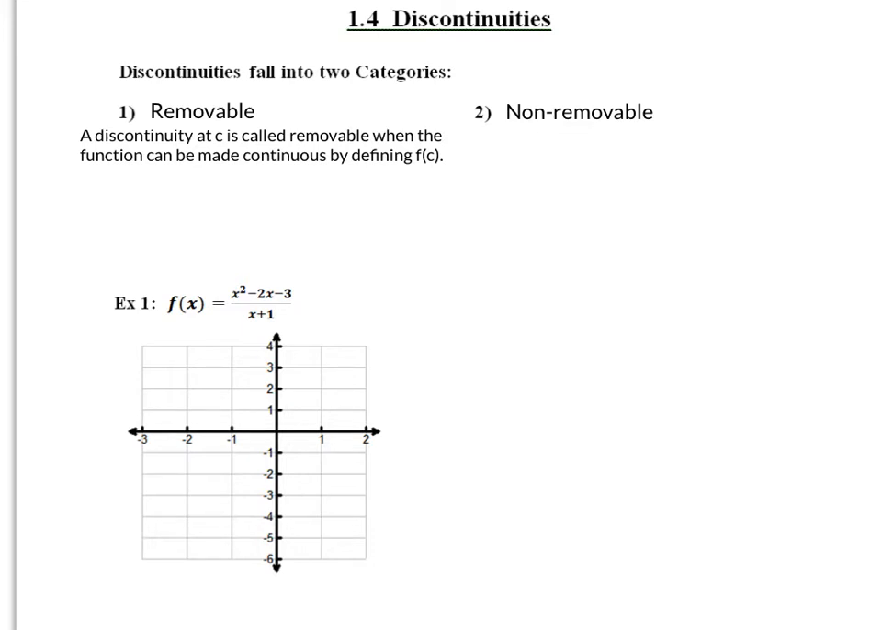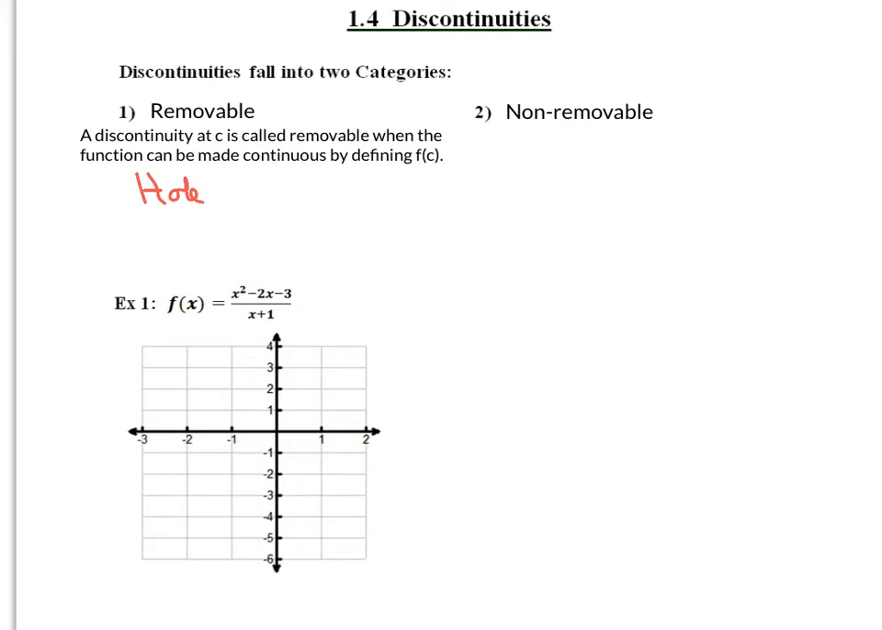The definition of a removable discontinuity is: a discontinuity at c is called removable when the function can be made continuous by defining f of c. So what we see there is that there is just one point where the function is not continuous. If there is one point where the function is not continuous, what we are going to see on our graph is a hole in the graph. And we'll see with some of our examples how we know when there's going to be a hole in the graph and where the hole is going to exist.